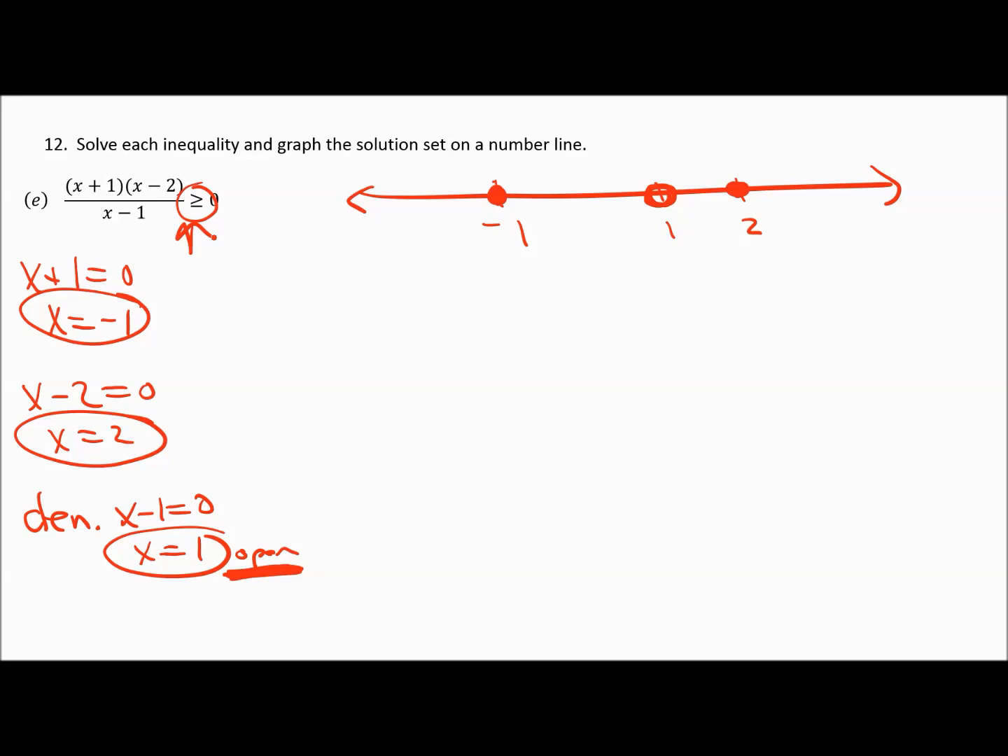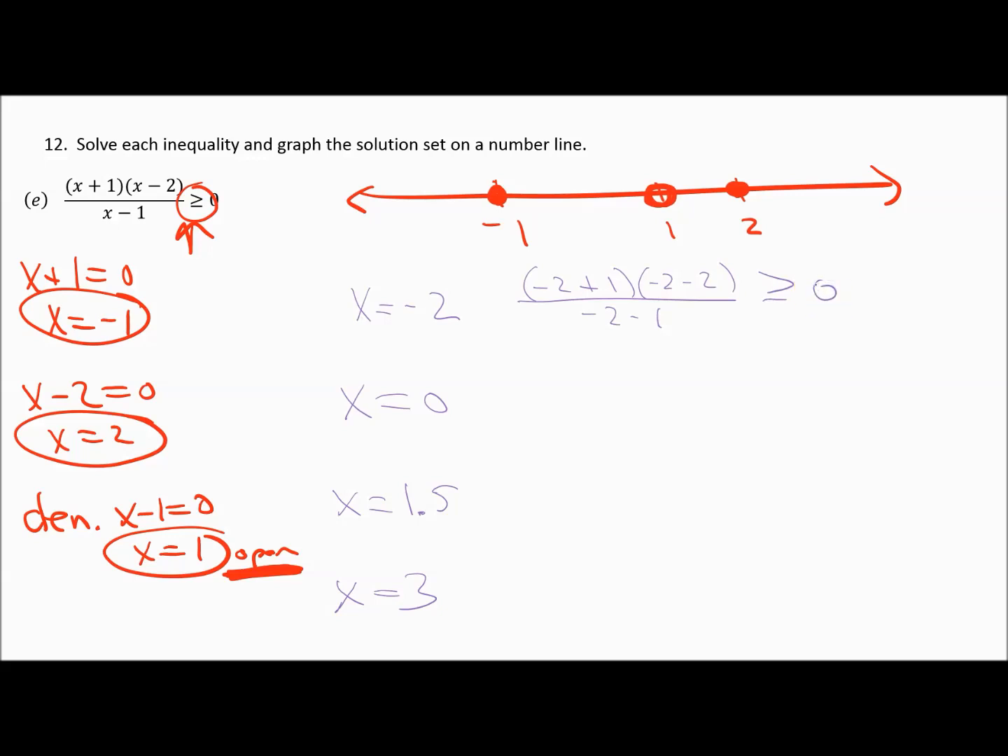Okay, now we need to test points. Some good points to test: something out here, so for example, maybe x equals negative 2. Something between negative 1 and 1, so maybe x equals 0. Something between 1 and 2, maybe 1.5. And then something bigger than 2, for example, 3. I'm plugging those into my factored inequality, so it's going to be negative 2 plus 1 times negative 2 minus 2, divided by negative 2 minus 1. And we're just trying to check, is that a true or false statement?